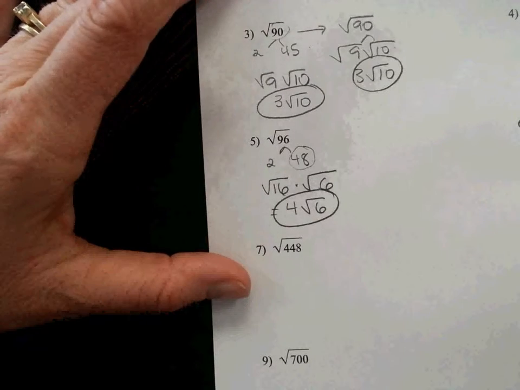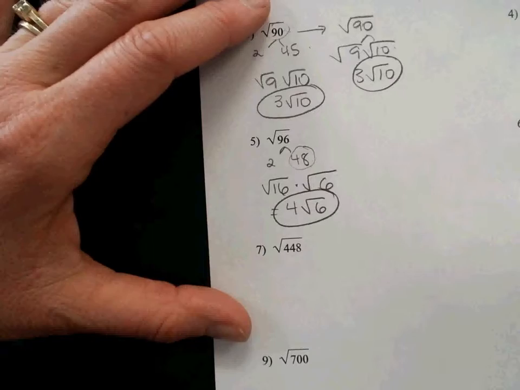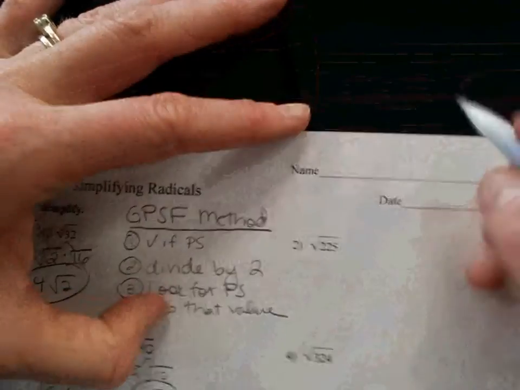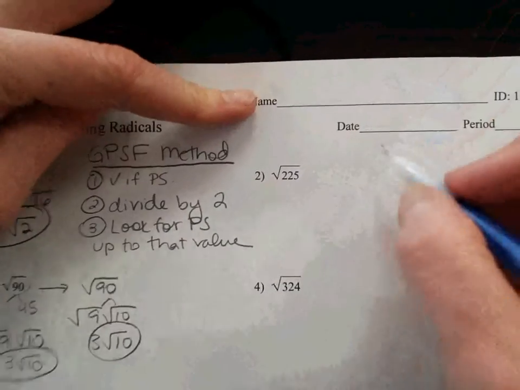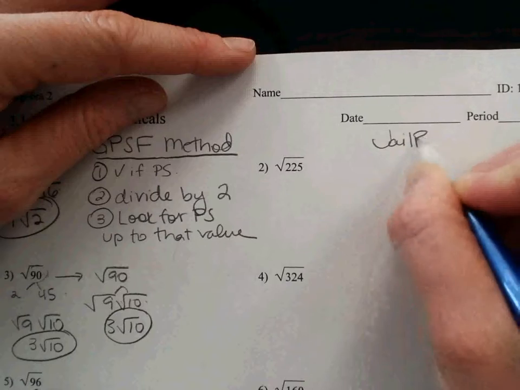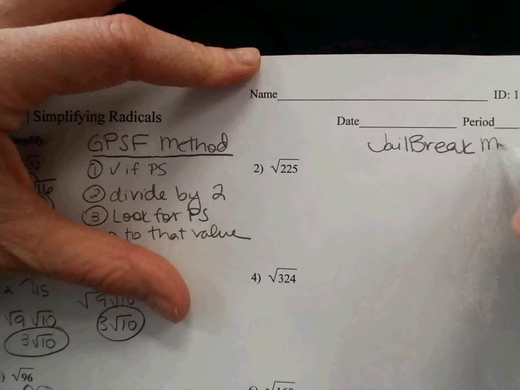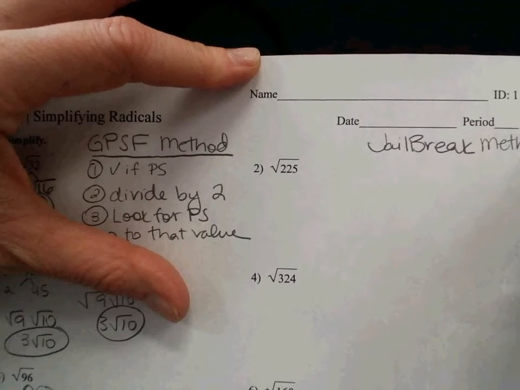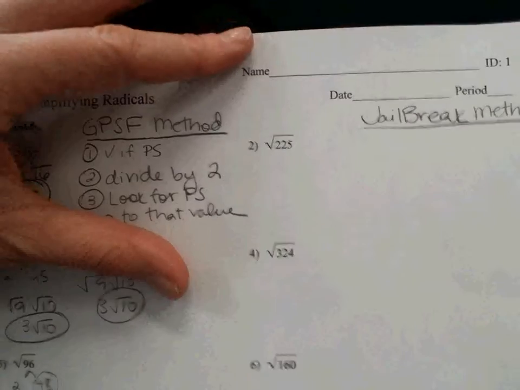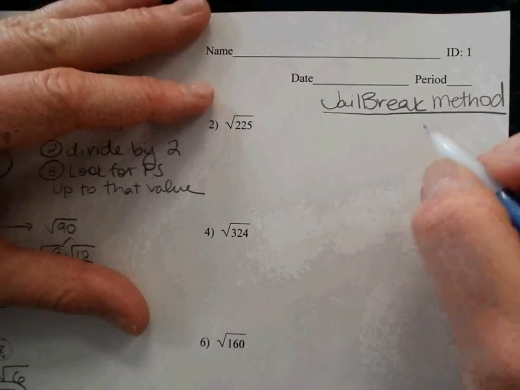One more? Are we good? You think you got this? So we're going to jump to this other side, and the other side we're going to use a different method. This method is called the jailbreak method. And this is a method that I heard about from another teacher. So you may have heard about it from another teacher. I don't know where it originated. I can't give it that kind of credit, but other people have used it.